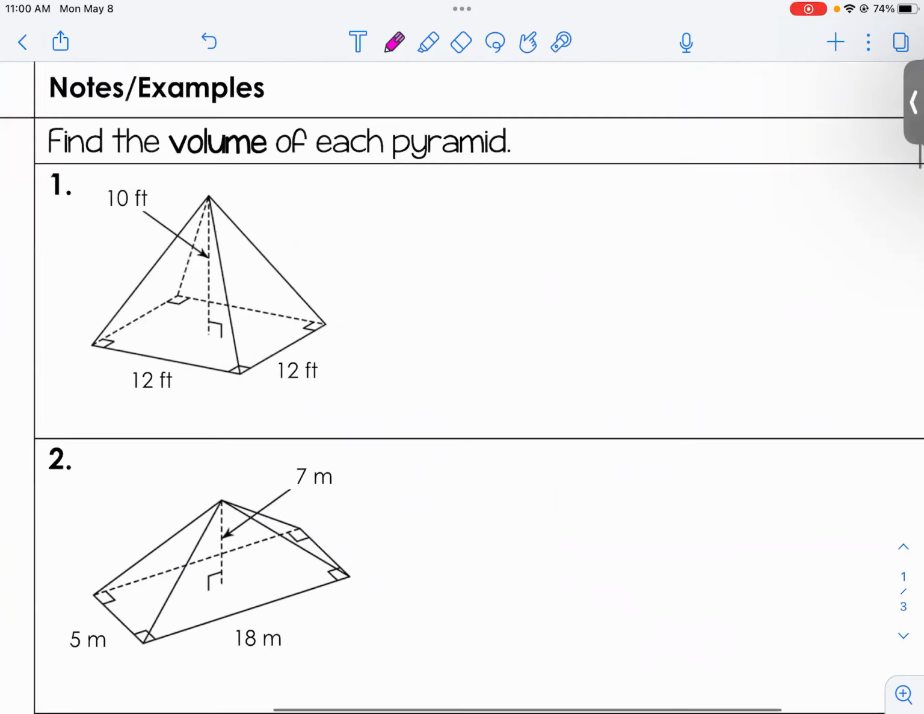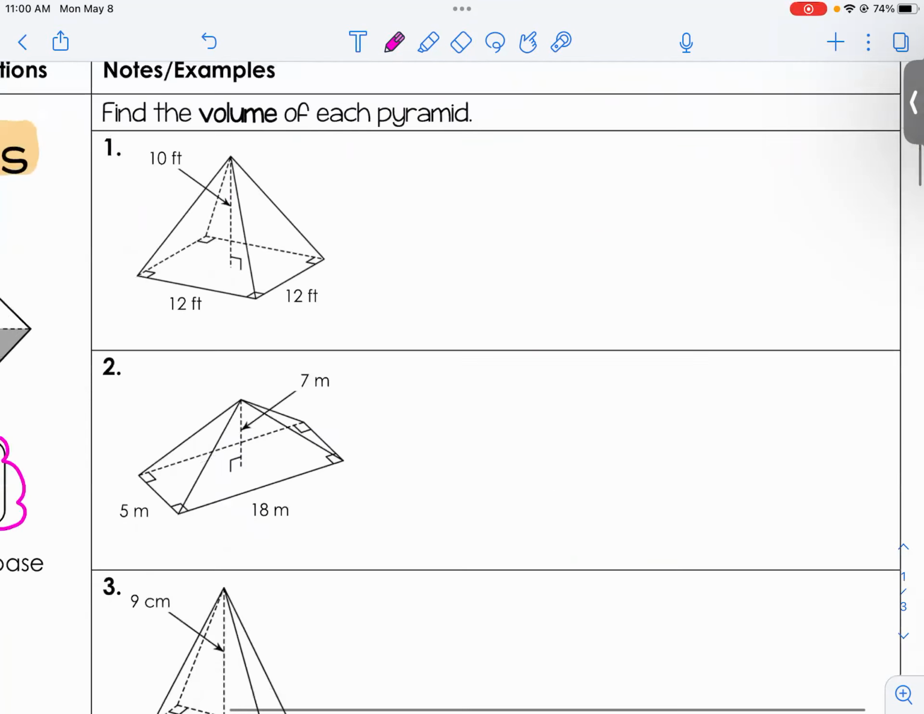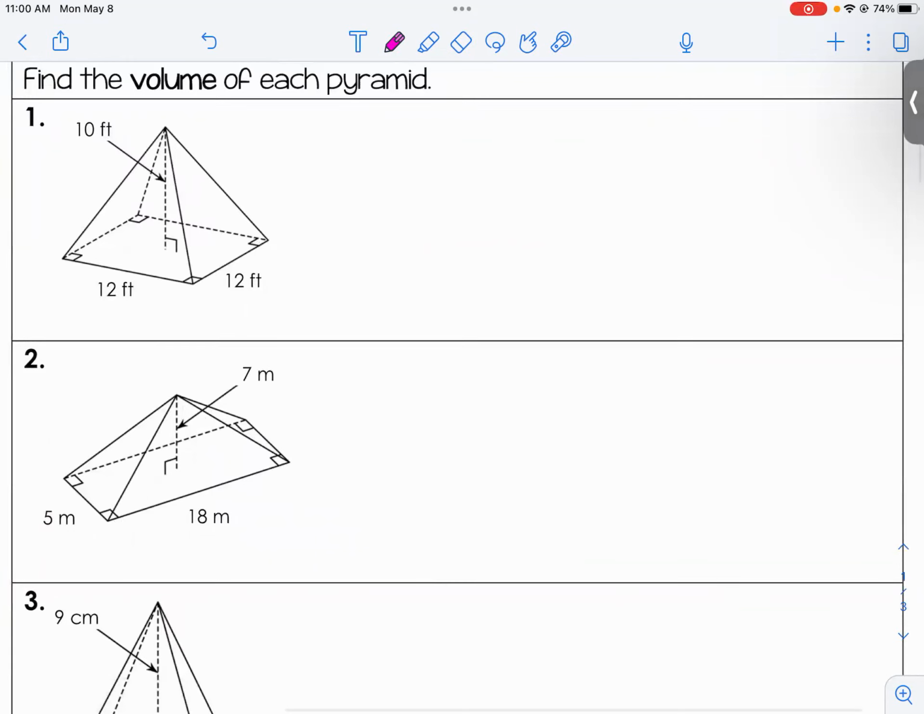Okay, so let's look at this first pyramid right here. First of all, this is a pyramid. How do we recognize that it's a pyramid? It has one base and it comes to a point at the top. So one base, and we all meet at a point at the top. What kind of base does it have? Okay, it has a rectangular base.